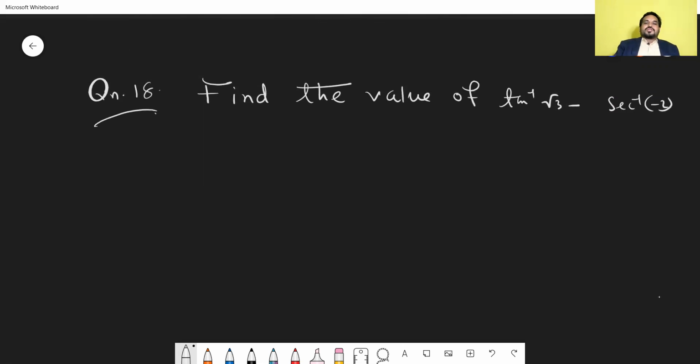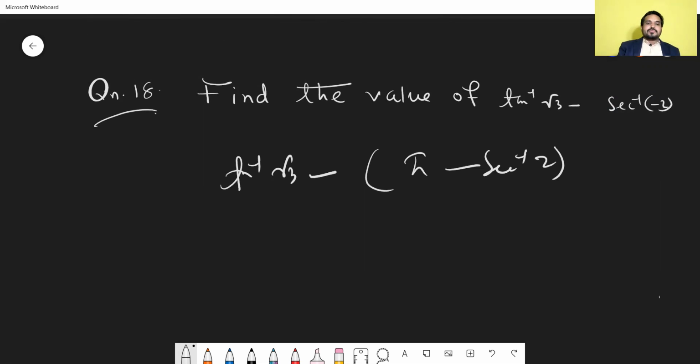Find the value of tan inverse √3 minus sec inverse -2. It is an inverse function question. Tan inverse √3 minus sec inverse -2 is tan inverse √3 minus pi minus sec inverse 2. Tan inverse √3 is what? Tan inverse √3 is pi/3. And minus pi minus sec inverse 2 is what? Sec inverse 2. What is the value of sec inverse 2?